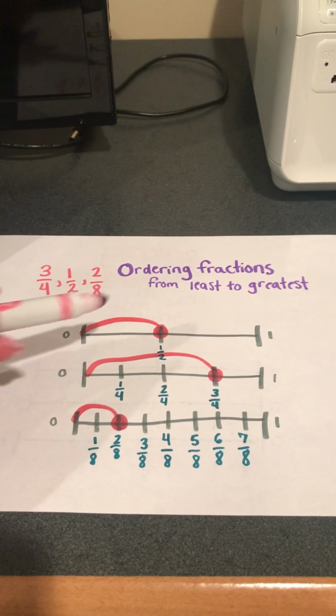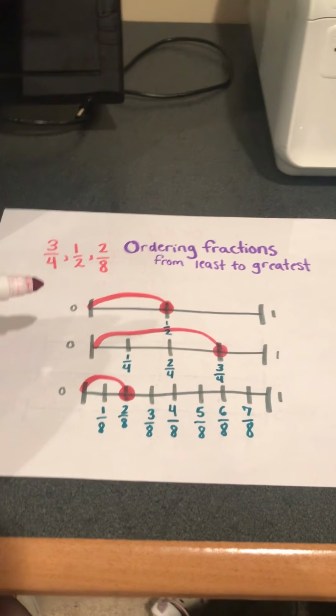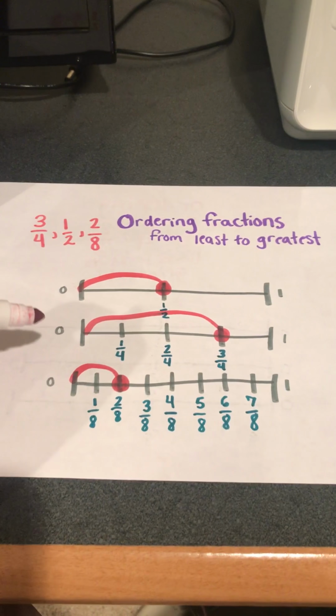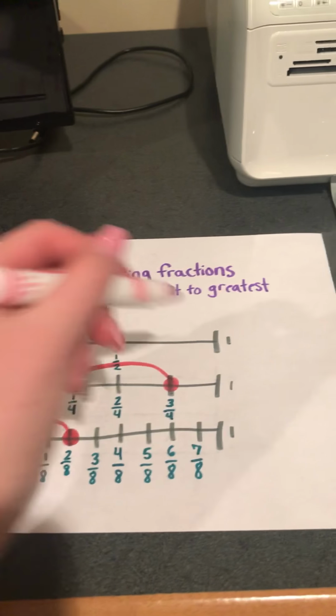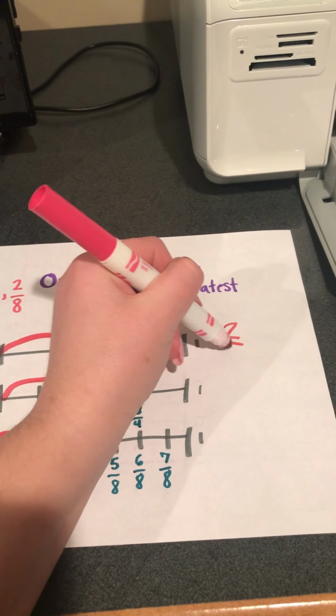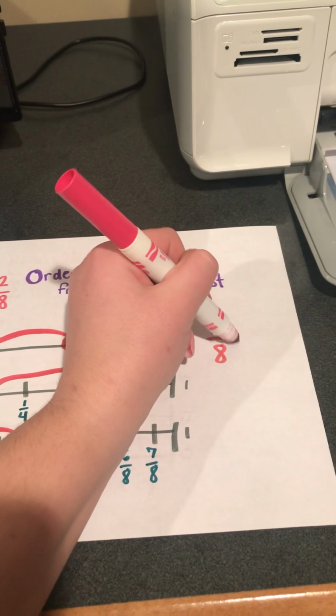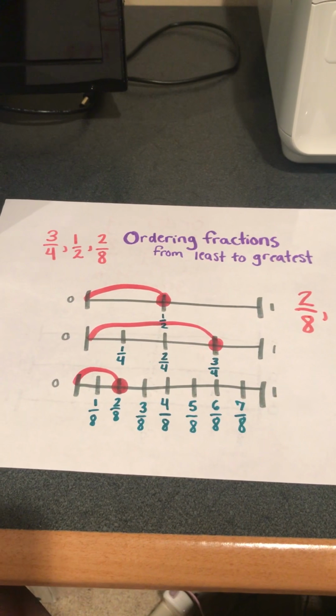So the smallest one has to go first, so the one that has the least amount. So the smallest fraction is 2/8. So I'm going to write 2/8 over here. That's going to be my first fraction.